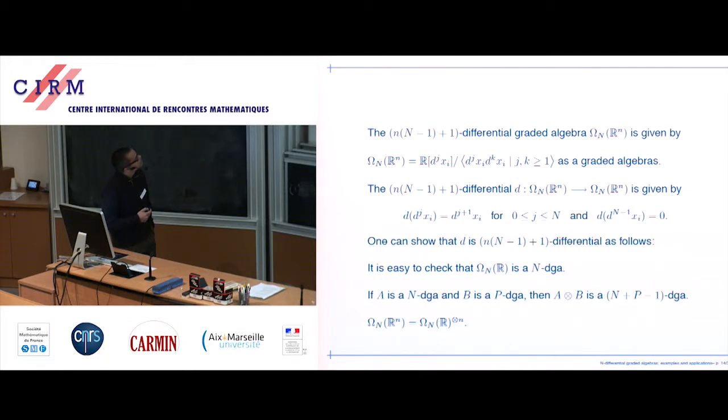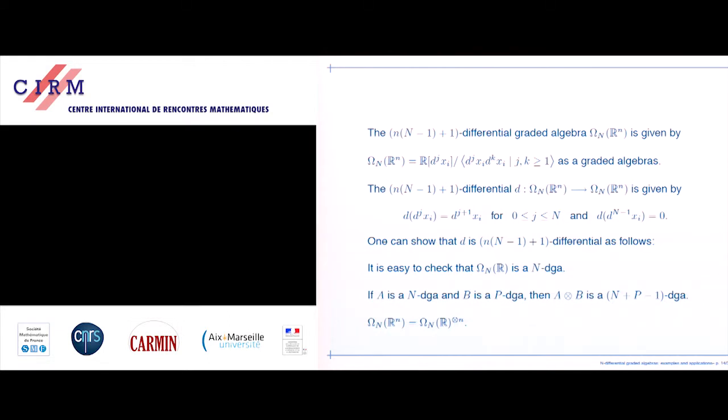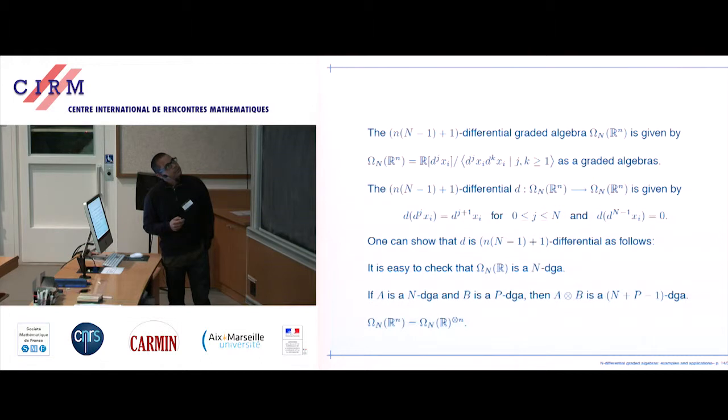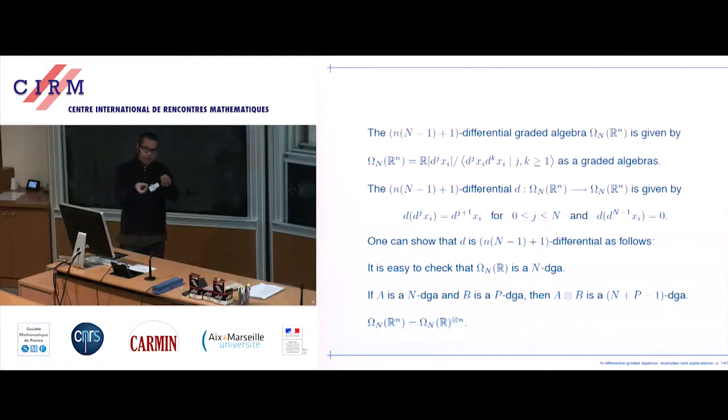Every time I apply some d, the degree increases by 1. So x_i is degree 0, dx_i is degree 1, and so on. And then I divide by this ideal. If I have two differentials along the same dimension, the product is 0. But I could have differentials along different directions. And then I define the differential.